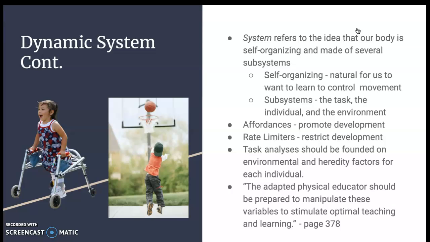The bottom line to this whole dynamic systems thing is that all individuals have their own time frame as to when and how they're going to learn these motor skills. Age only represents an approximate time frame where certain behaviors take place, but nothing more than that.